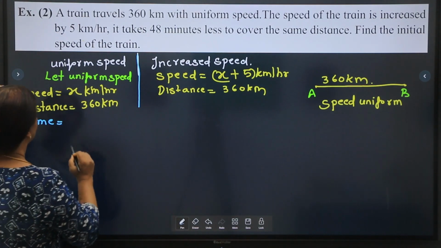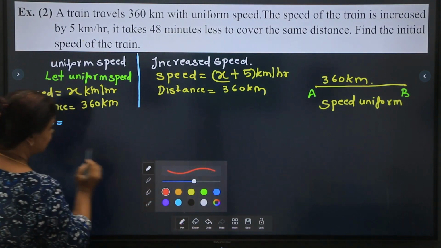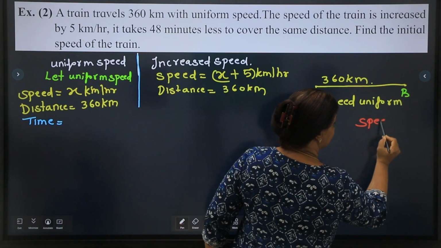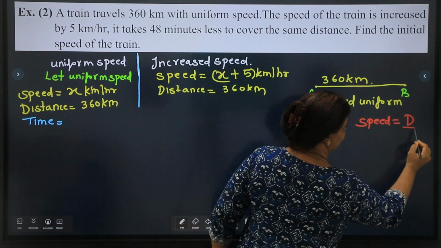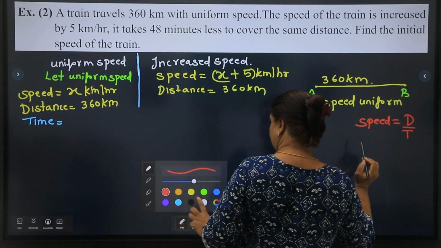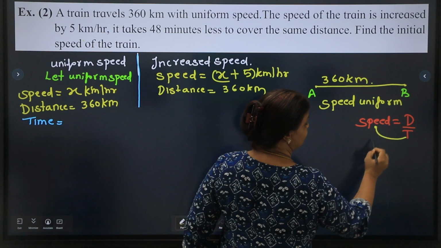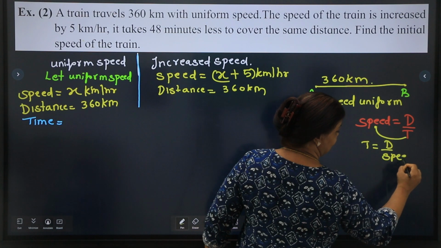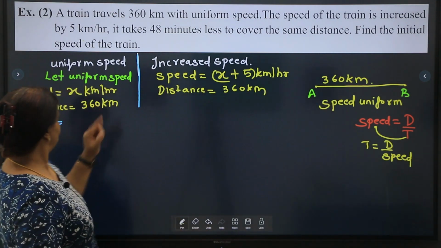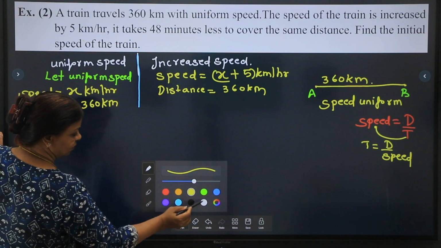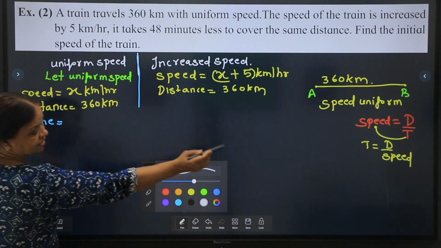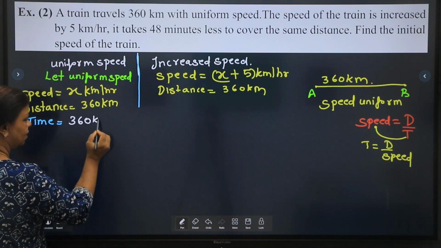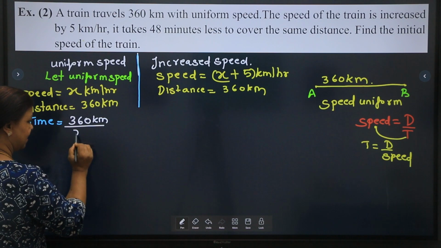So let us find out the time taken by the train. We know, children, speed is equal to distance upon time. And if I want to find out time, then time will move here. So time is equal to distance upon speed. Clear? So let us find the time. Time is equal to distance upon speed. How much is the distance? 360 km upon speed x km per hour.